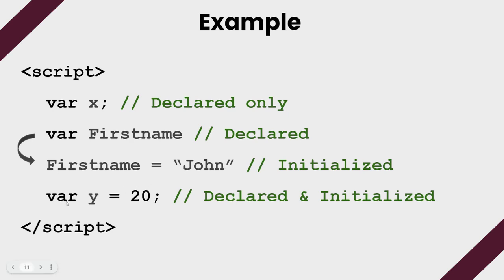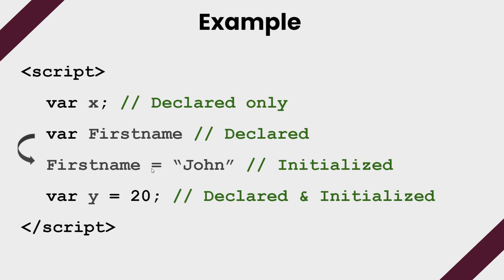And on the last line, where we have the variable name of y, you can see that we both declared and initialized it at once on one line, which is why you have variable y equals 20. So now the value here is 20. That's for the last line.